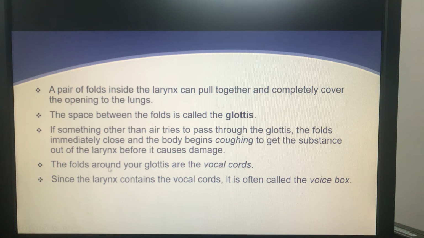The folds around that glottis are called the vocal cords. The vibrations that come off of those cords is what makes our voice sound the way that it does. Since the larynx contains the vocal cords, it is often called the voice box, because those vocal cords are inside of that larynx.